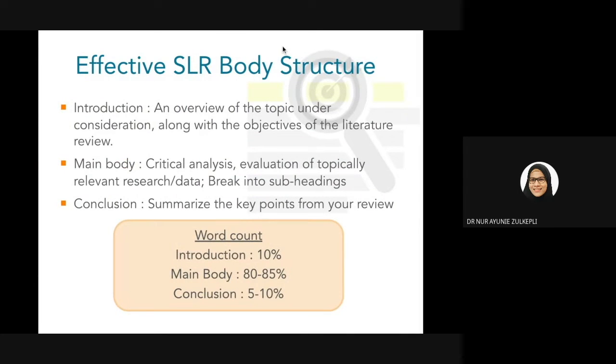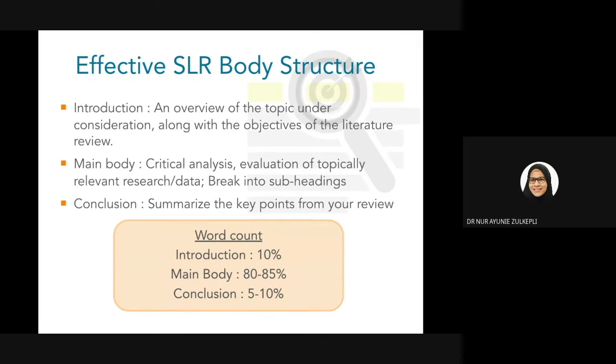Okay, so how to generate an effective systematic literature review body structure. As for the introduction, as I mentioned, it is an overview of the topic that you are interested in, along with the objective and also some part of the literature review. The main body usually comprises critical analysis and evaluation of topically relevant research data or findings that you can break into different subheadings. And as a conclusion, you can summarize the key points from your whole review.